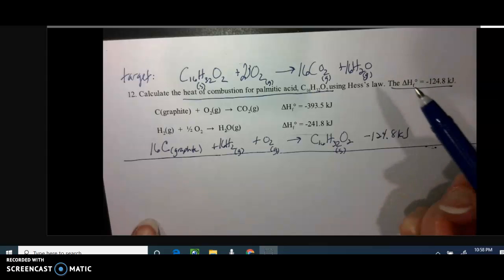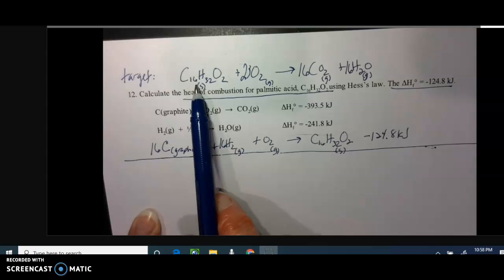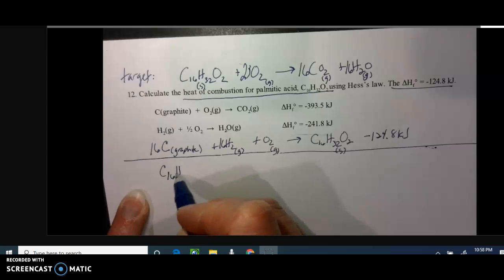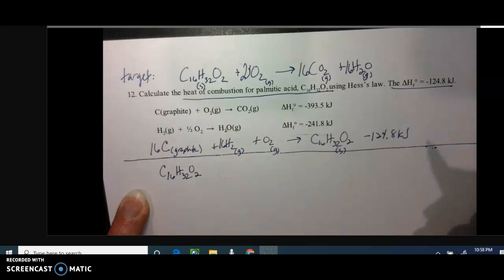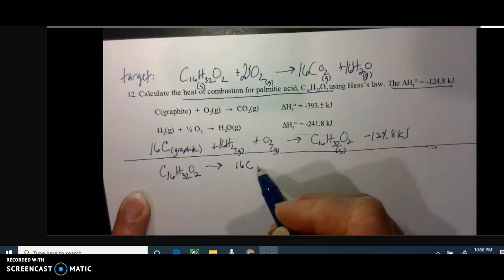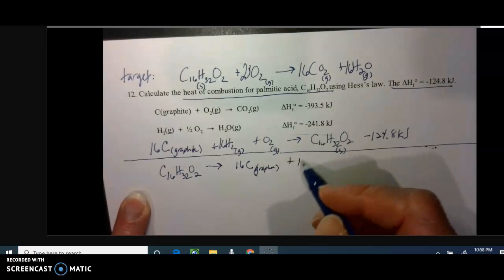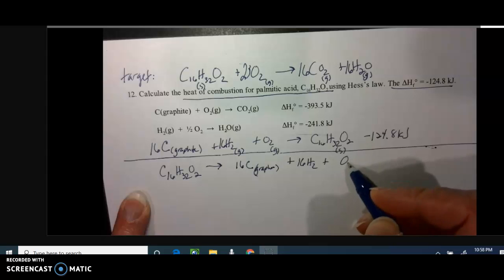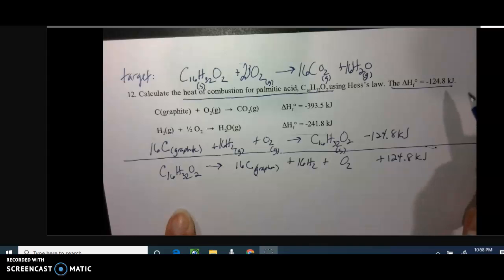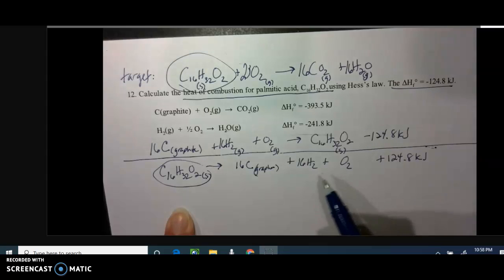It doesn't really matter where you start, but I always start left to right. I need the palmitic acid as a reactant, so I'm going to reverse this one. C16H32O2 yields 16 carbons plus 16 hydrogens plus an O2, and because I'm reversing it, I need to change the sign. So I already have one of the pieces that I need for my equation.